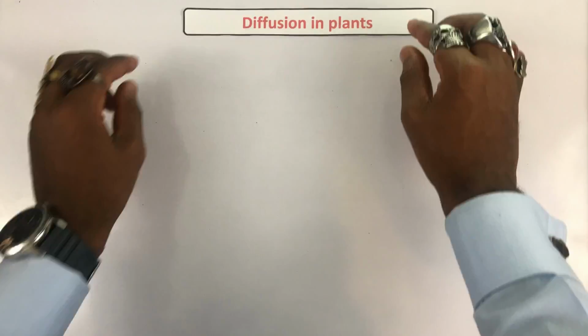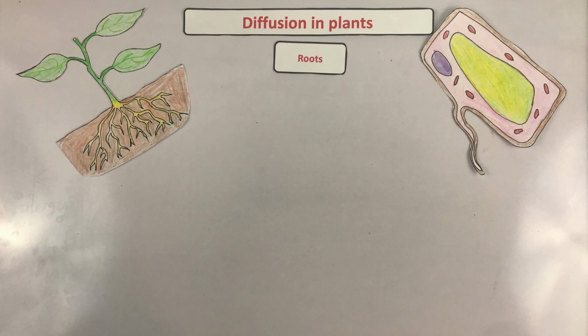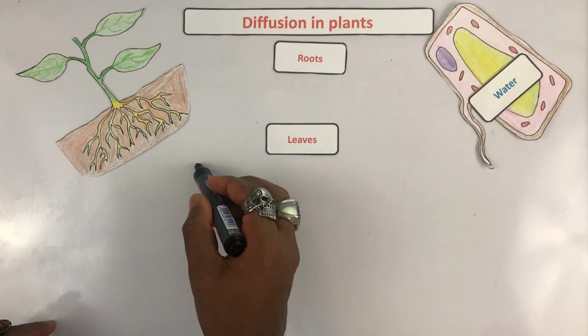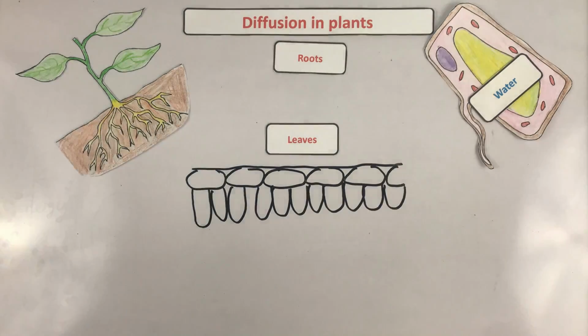We looked at the adaptation of the root hair cells in a previous video. Click on the card to go check that out if you haven't seen it. These have a large surface area to take in water and minerals more efficiently. The concentration gradient in the root is maintained via the transpiration of water from the roots to the leaves.